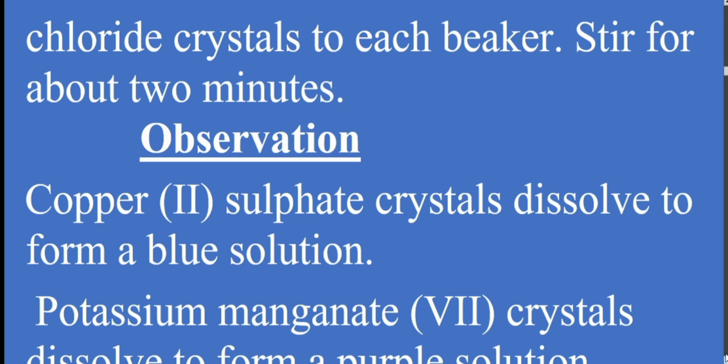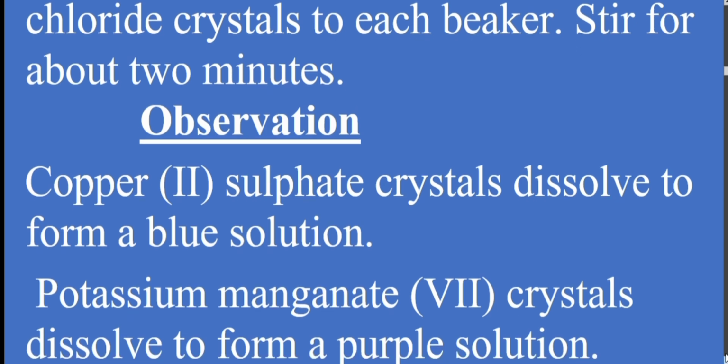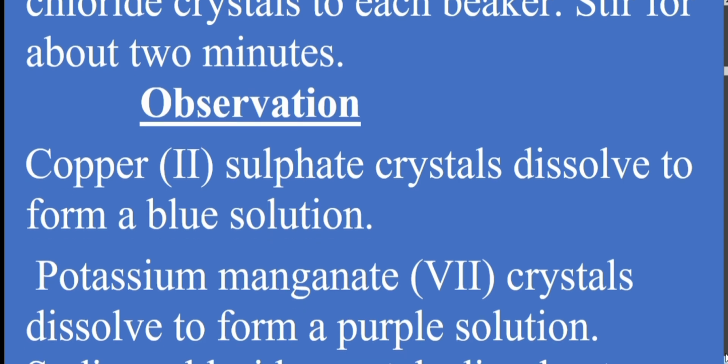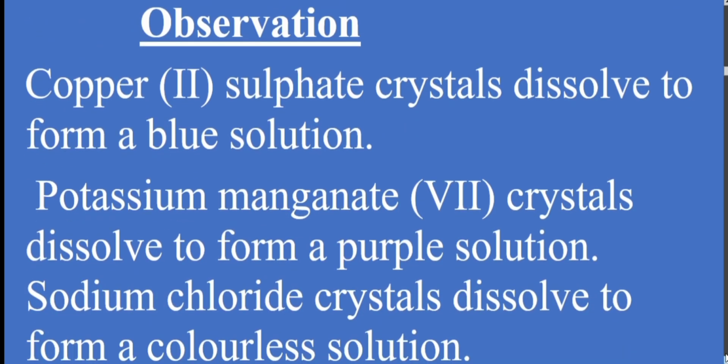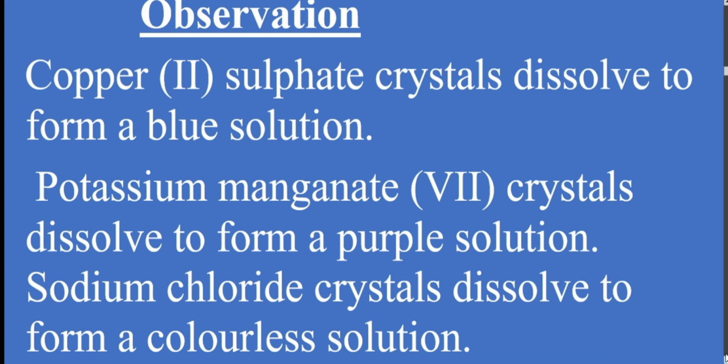So after carrying out the experiment, we have the procedure to carry out the experiment. Now we want to observe what happens. Copper 2 sulfate crystals dissolved to form a blue solution. What makes the solution blue is the color of the copper 2 sulfate crystals. Then potassium manganate 7 crystals dissolved to form a purple solution. Then sodium chloride crystals dissolved to form a colorless solution.